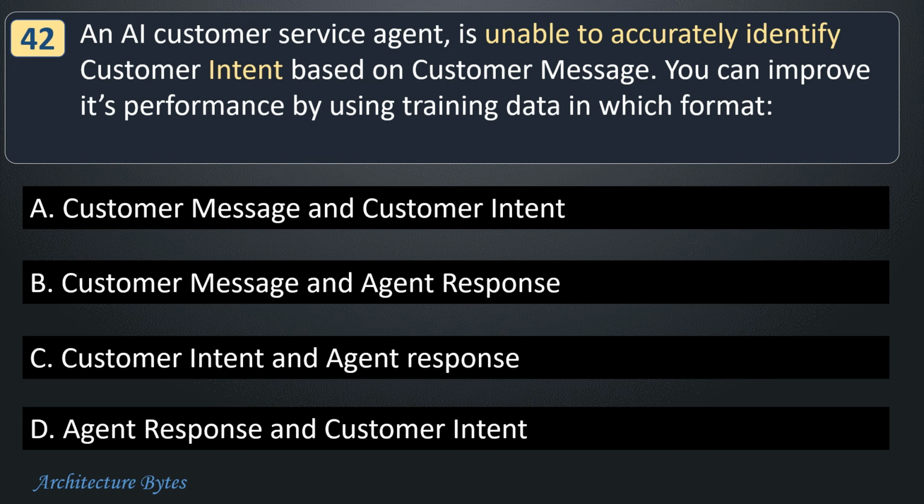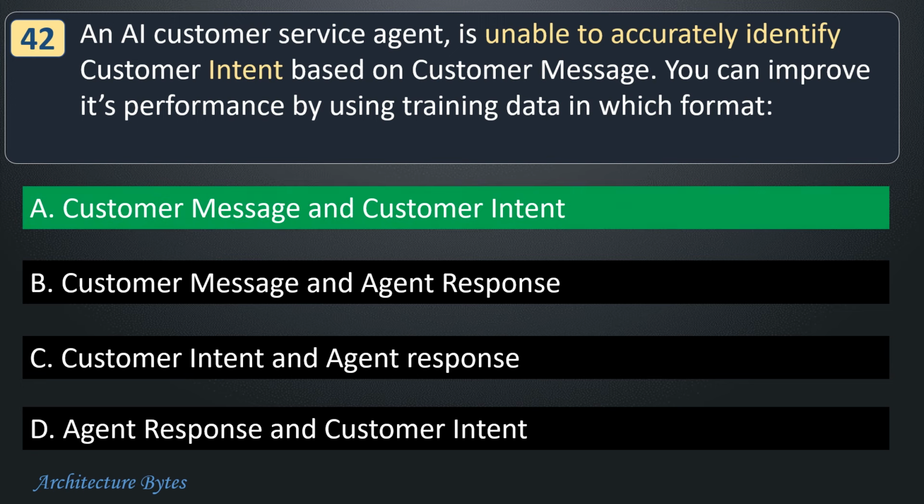An AI customer service agent is unable to accurately identify customer intent based on customer message. You can improve its performance by using training data in which format? Option A, customer message and customer intent. B, customer message and agent response. C, customer intent and agent response. D, agent response and customer intent.